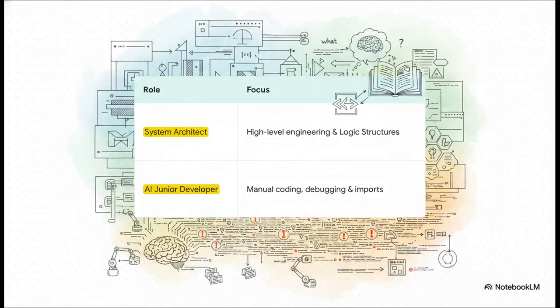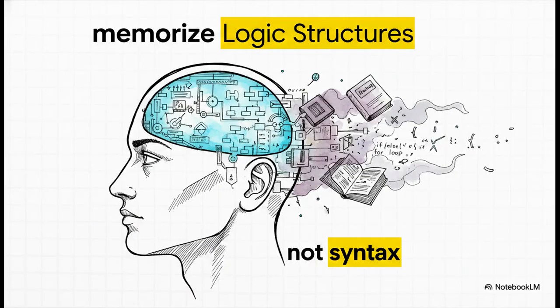You, as the human, you're the system architect. Your job is the cool part, the high-level engineering, the big-picture thinking, the what and the why. You're the one who creates the logic structures. And the AI? It's your junior dev. It handles all the grunt work, all that tedious manual labor of actually writing the code, hunting down bugs, and dealing with library imports.